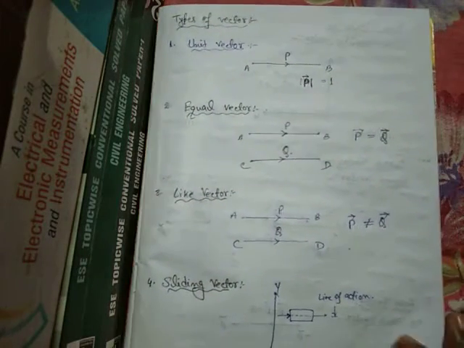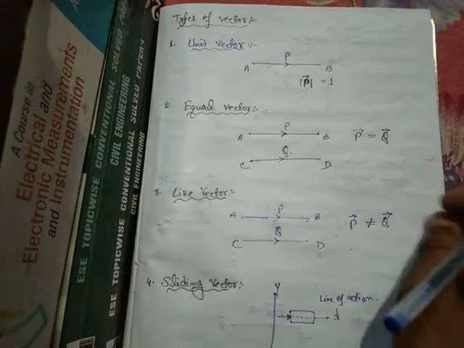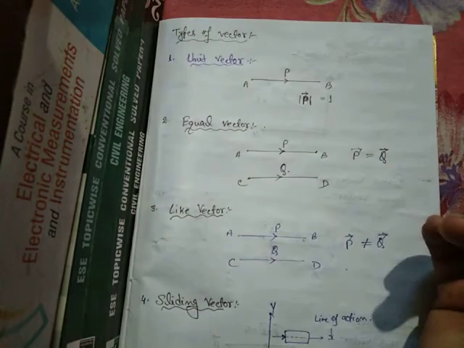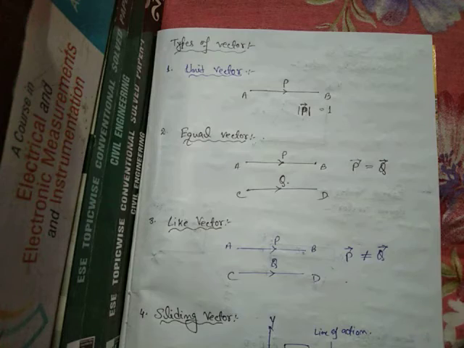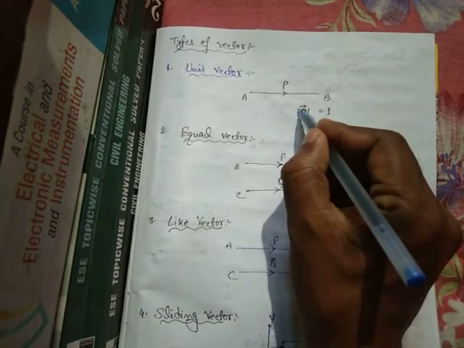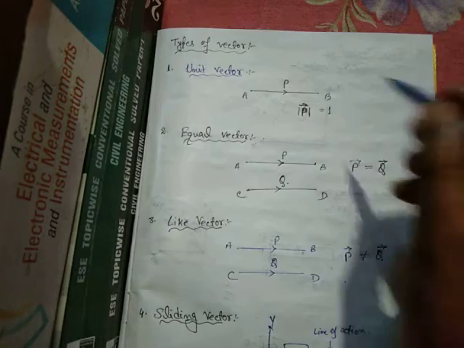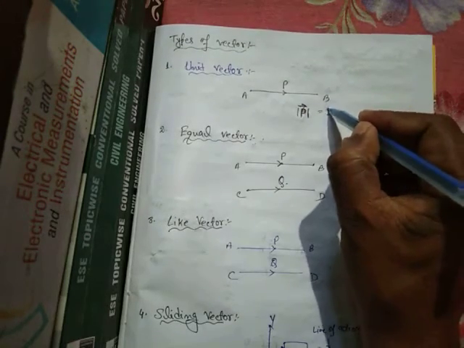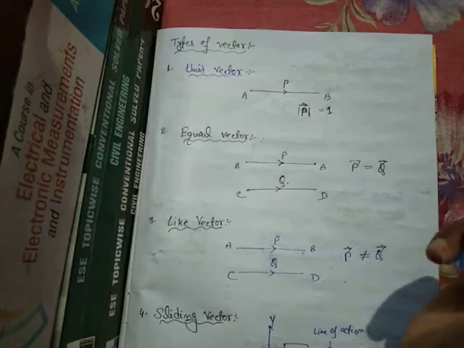Now next, what are the types of vector? There are so many types of vector. First one is unit vector. Unit vector, it means the magnitude is unit magnitude. Vector is in unit magnitude. Unit means 1, magnitude is 1. The value of the P will be 1.